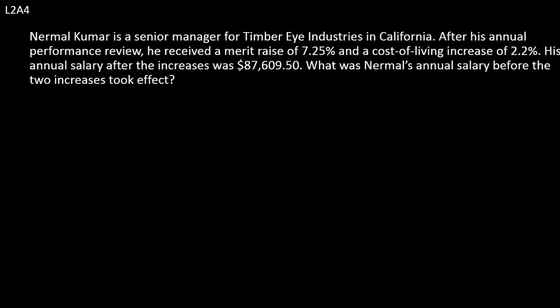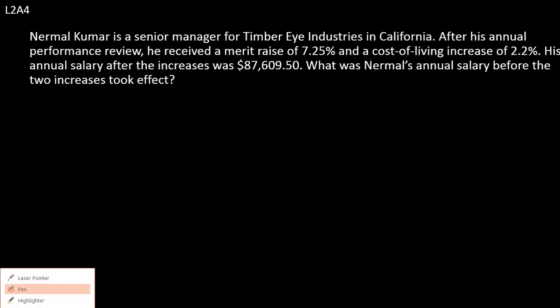Here's another example having to do with raises, cost of living adjustment, and merit increase, but it's a little trickier, so pay attention. So we've got Nirmal Kumar, who is a senior manager for Timber Eye Industries in California. After his annual performance review, he received a merit raise and a cost of living adjustment, and then it tells us his annual salary after the increase was $87,609.50. So what was his salary before the two increases took effect?